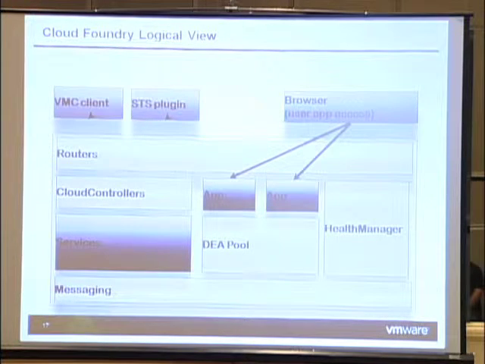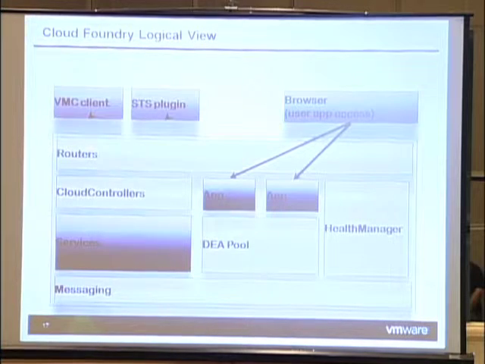The general logical view of how this is structured. This area is the server, the Cloud Foundry side of things. There's a VMC client, which is what runs on your machine, command line tools that allow you to push code to the server. There's also a plugin for Eclipse.